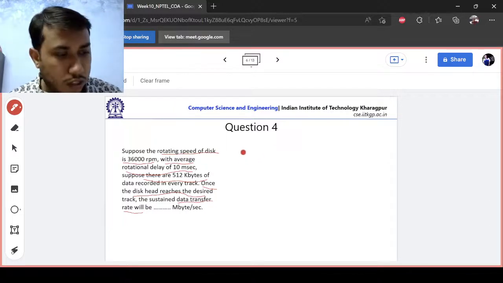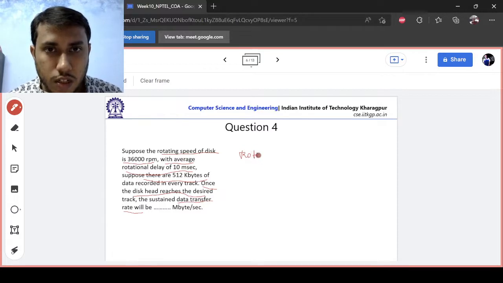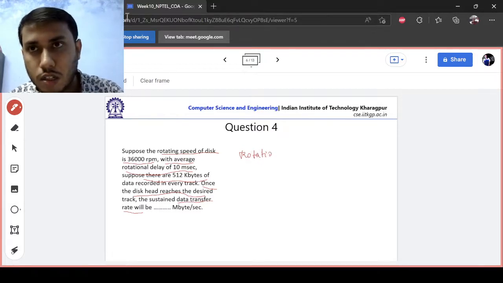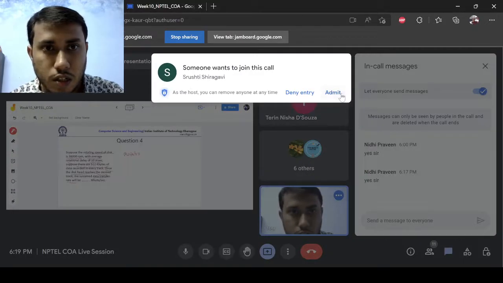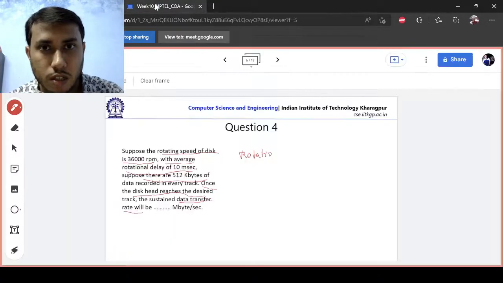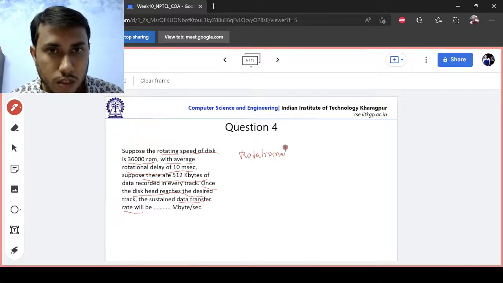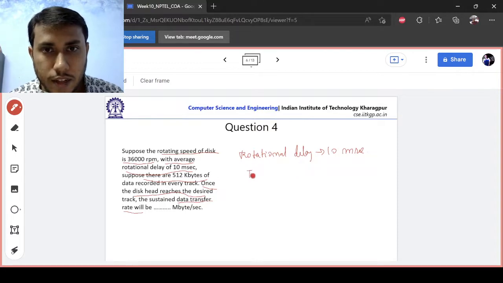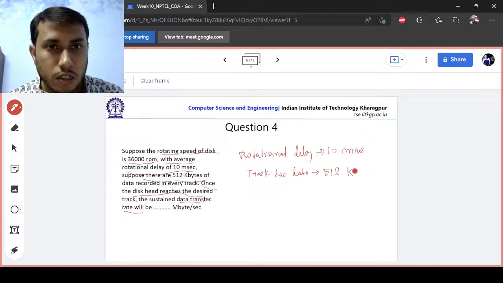So the rotational delay is given as 10 milliseconds. The track has data of 512 KB.